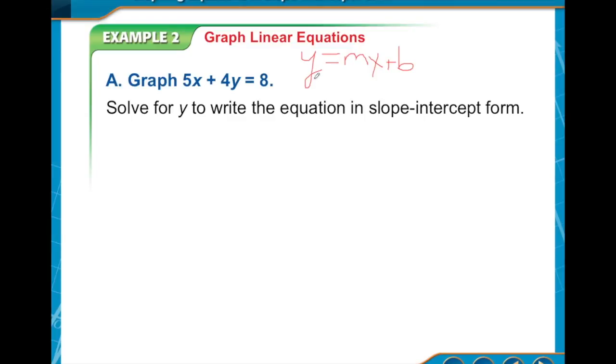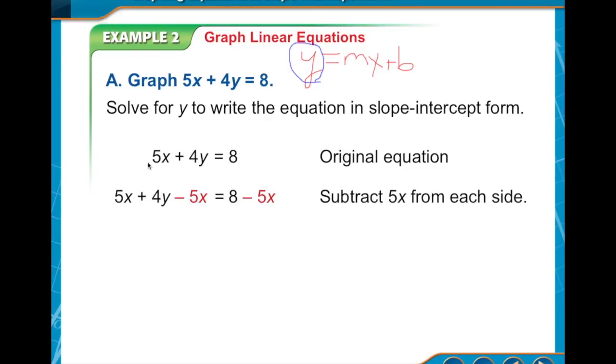So we want to get y by itself because we see that in our form, y equals mx plus b, what's on the left side of the equal sign? Only y, right? So we want y alone. So we need to try to solve for that. So given the original, we need to get y by itself. So the first thing we can do is subtract away this 5x. So subtract that away from both sides.